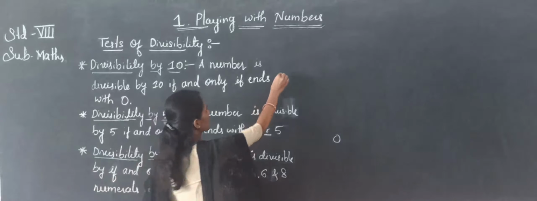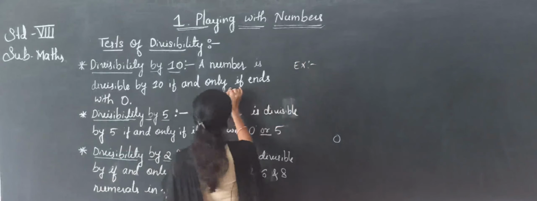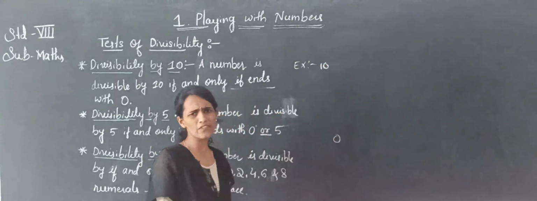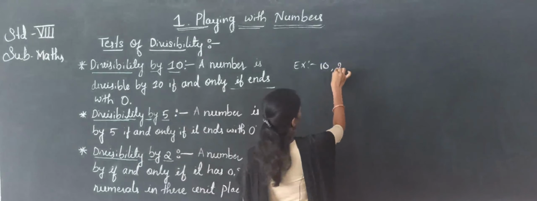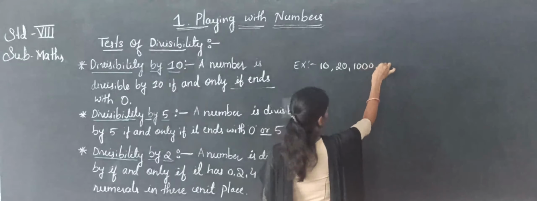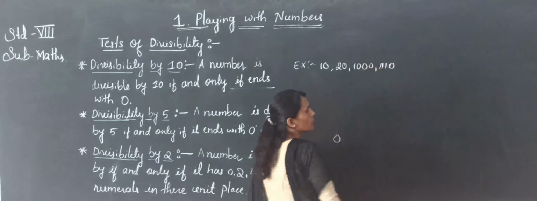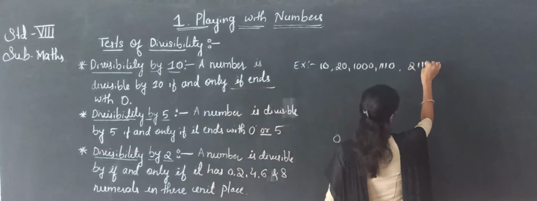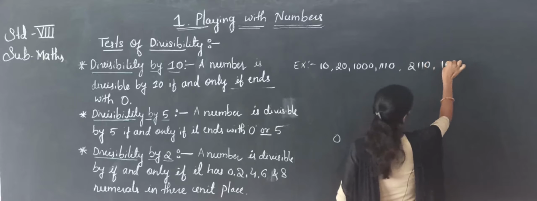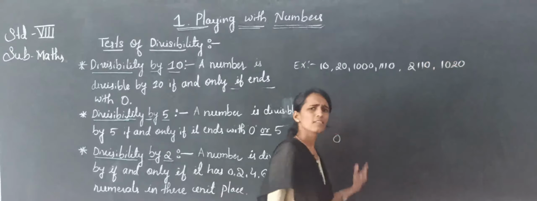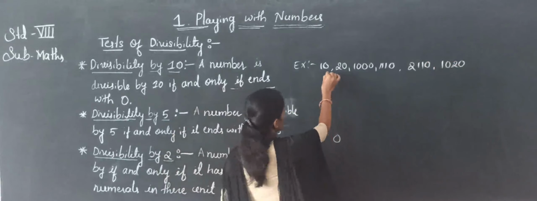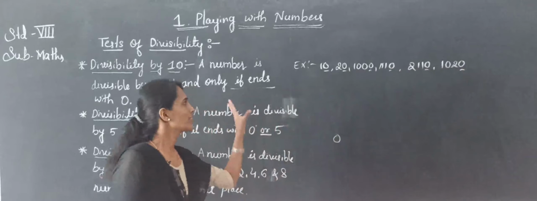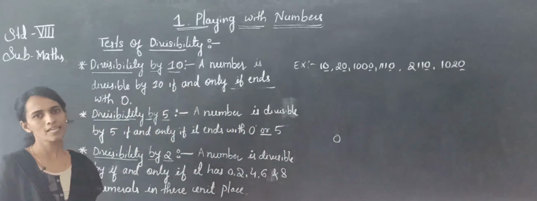For example, for the divisibility rule of 10, you can write 10. All the multiples of 10 will be divisible by 10: 10, 20, 1000, 1100, 1110, 2110, otherwise 1020. All the numbers end with 0. So these numbers will all be divisible by 10.